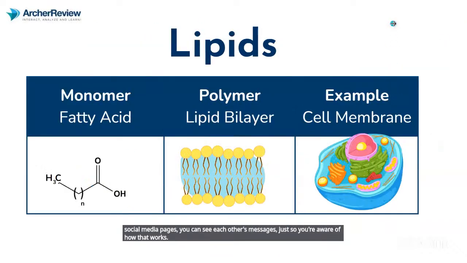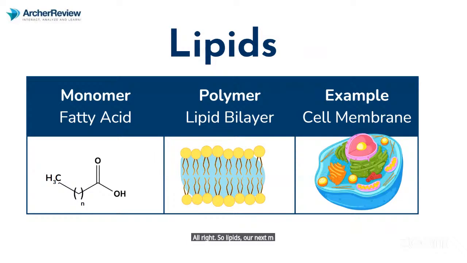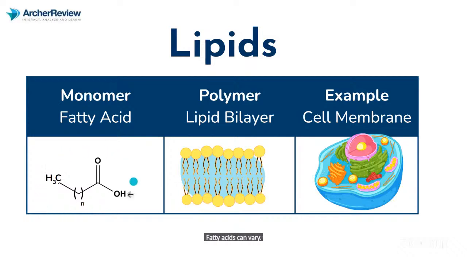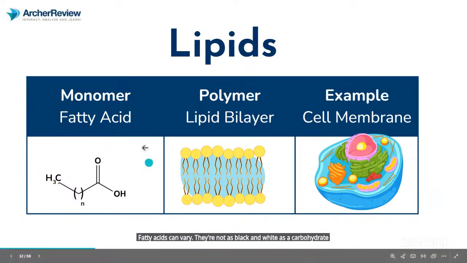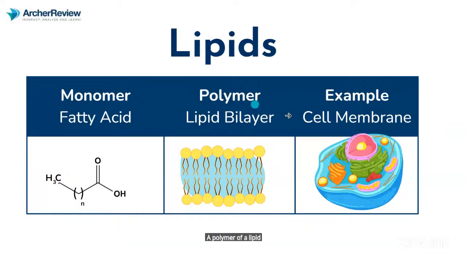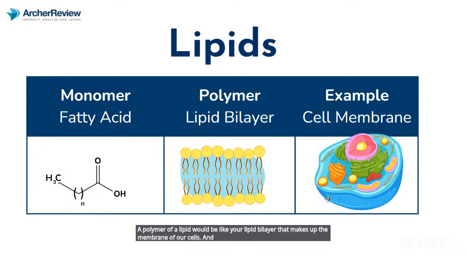All right, so lipids. Our next macromolecule that we want to talk about, our monomer for a lipid is a fatty acid. And the structure that TEAS really focuses on is this visual right here. Fatty acids can vary. They're not as black and white as a carbohydrate. They can vary, but the structure that they really hone in on is this one. A polymer of a lipid would be like your lipid bilayer that makes up the membrane of our cells. And we're going to talk about that lipid bilayer here in just a little bit. So we'll just move right along.